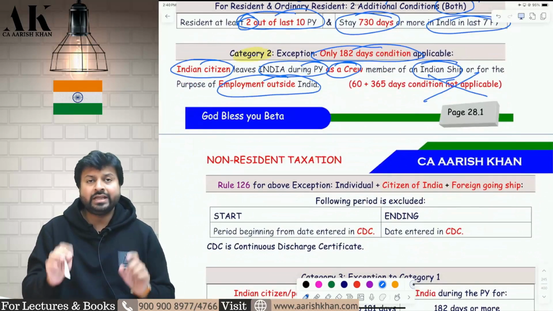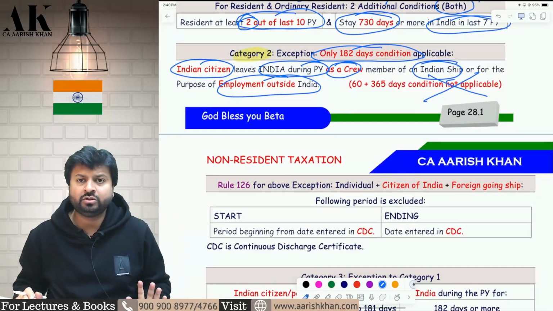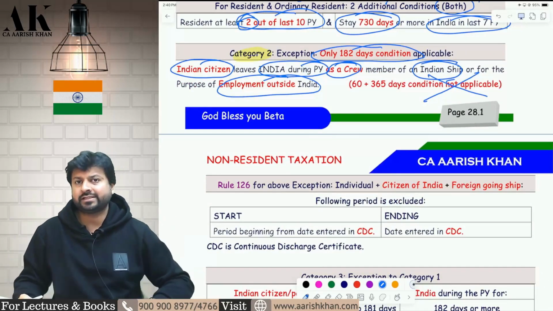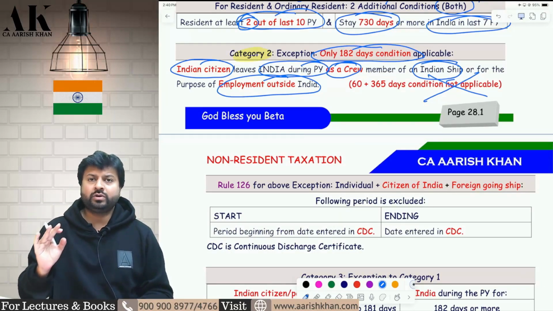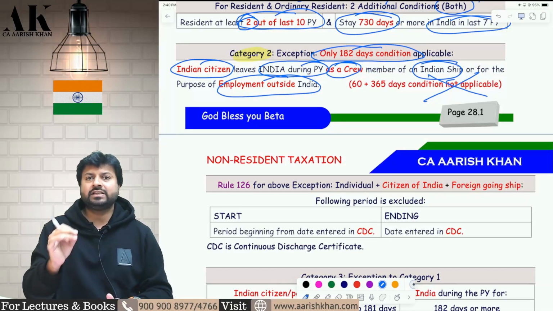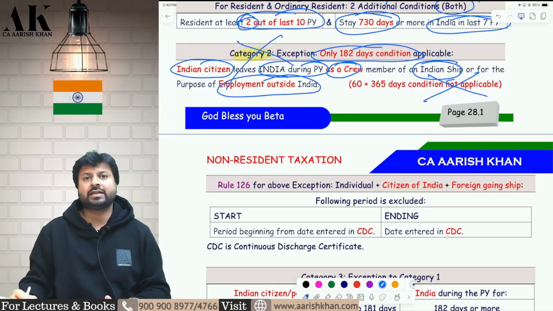In that case, only 182 days criteria will be applicable for you for the purpose of determining the residential status. You will become resident only if you stay in India for how many days? 182 days or more. Then the condition of 60 plus 365 is not applicable for this second category person.